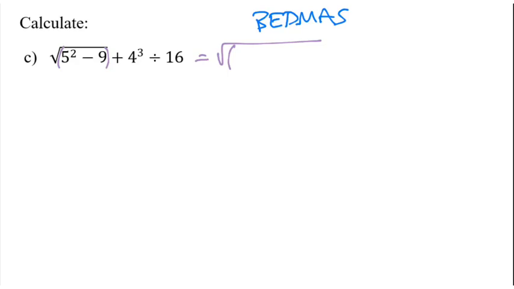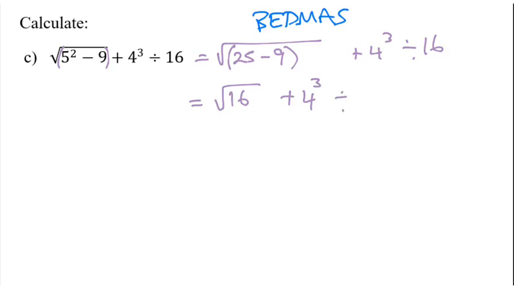So 5 squared is 25. Take away 9. I'm just going to leave the rest of this alone for the moment. Now 25 take away 9 is 16, so this is the square root of 16 plus 4 cubed divided by 16. So I've dealt with the brackets. My next step is to do any powers or exponents, and this includes the square root. So the square root of 16 is 4 plus 4 cubed divided by 16.